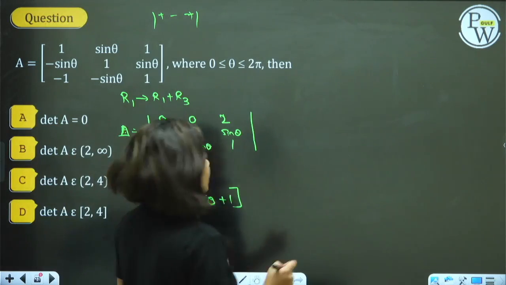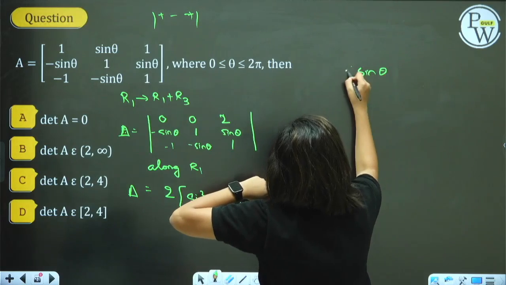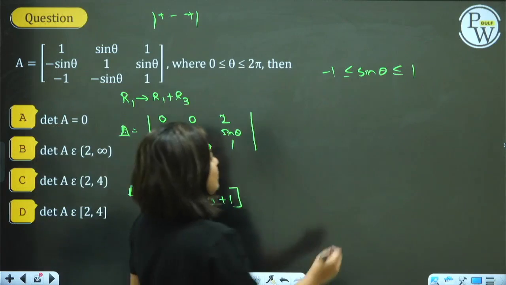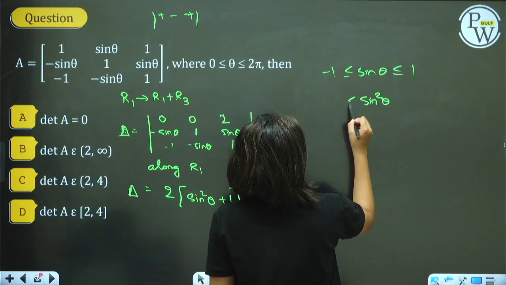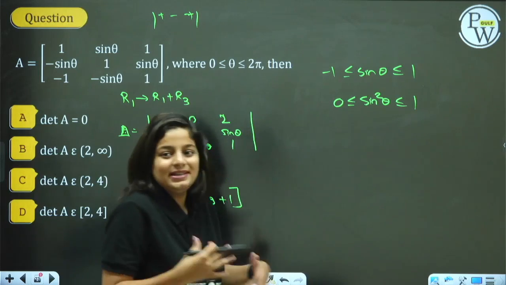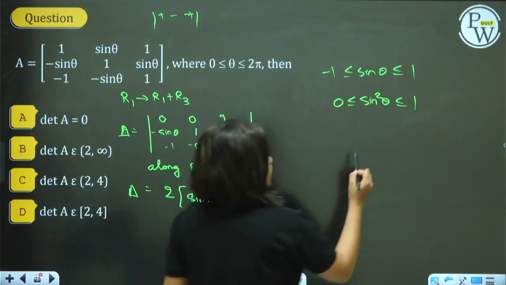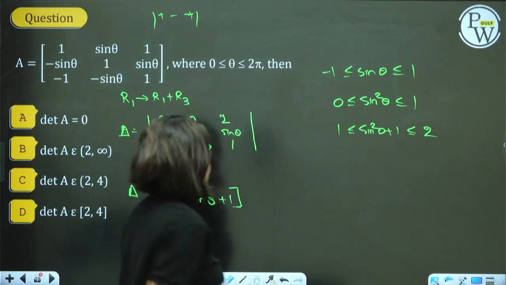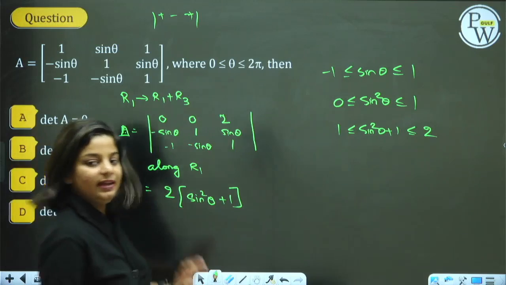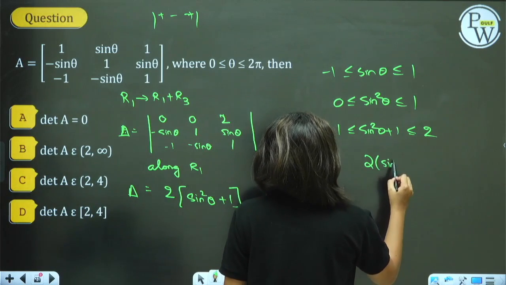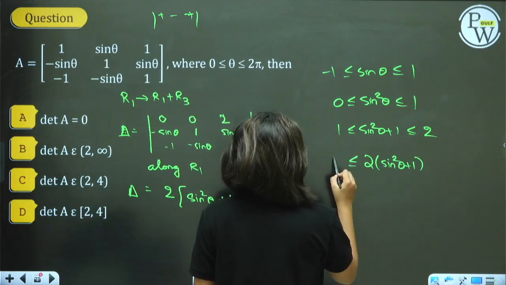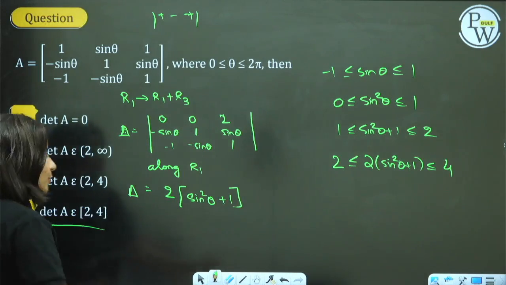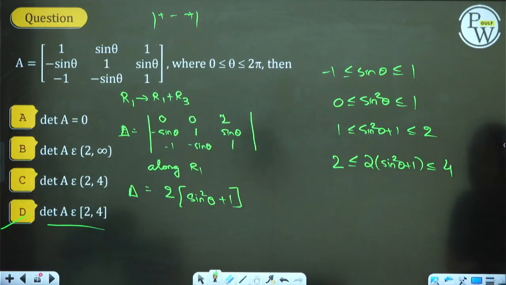Determinant value. We know sine theta always lies between minus 1 to plus 1 in 0 to 2 pi. So sine square theta will lie between 0 to 1. Positive values only, no negative values. Sine square theta plus 1 will lie between 1 to 2. And when you multiply this whole thing with 2, 2 times sine square theta plus 1 will lie between 2 to 4, 2 and 4 included. So the answer should be option D. Do you agree? Very, very good.